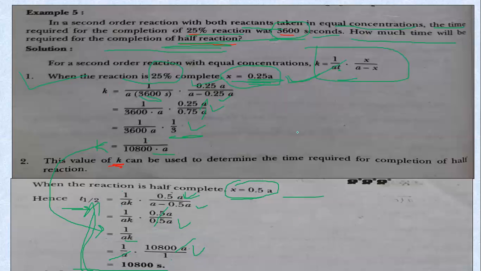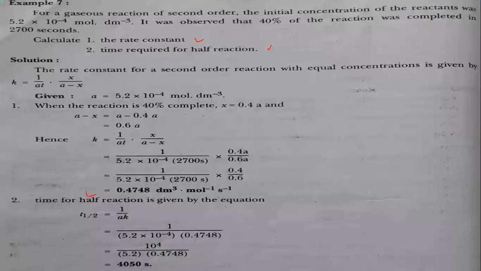Now the next, we'll see one more example. So the reactants are in the gaseous state now. See, they are in the gaseous state, in gas form, not liquid form. So the initial concentration of reactant was 5.2 into 10 raised to minus 4 mole per decimeter cube. The reactant's initial concentration is given. What is observed is that 40% of the reaction was completed, and 2700 seconds were required. How much reaction takes time to complete? 40%.